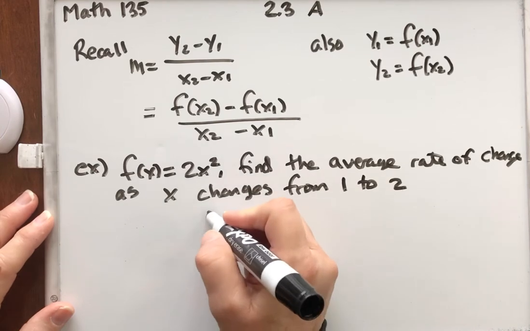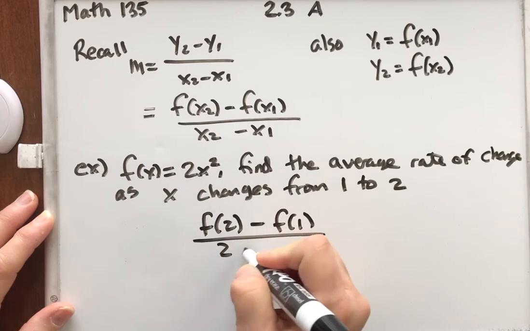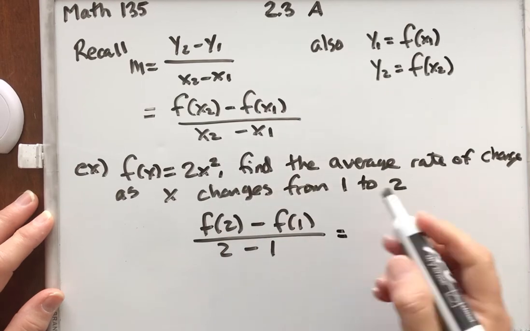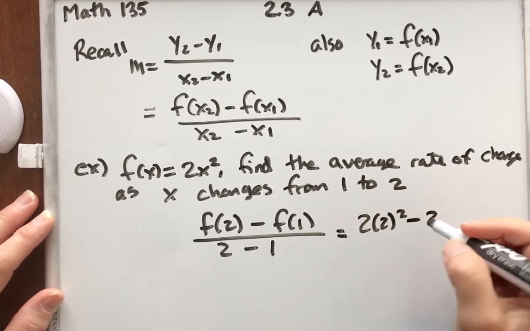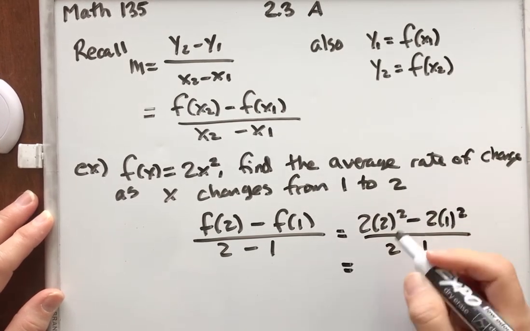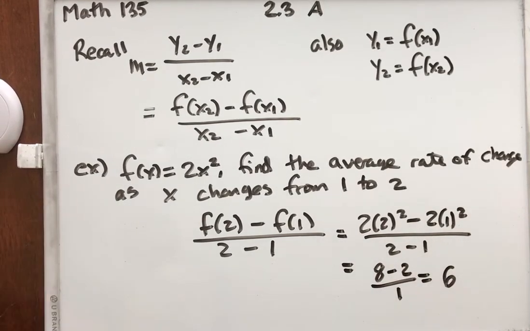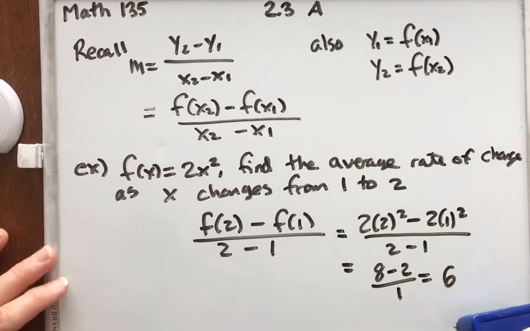So we're just going to have f of 2 minus f of 1 over 2 minus 1. Okay, now we're going to put the 2 in there. 2 squared minus, we put a 1 in there, 1 squared, all over 2 minus 1, which is going to get us 8 minus 2 over 1, which equals 6. So we found the average rate of change as x changes from 1 to 2 in the equation f of x equals 2x squared. Okay.